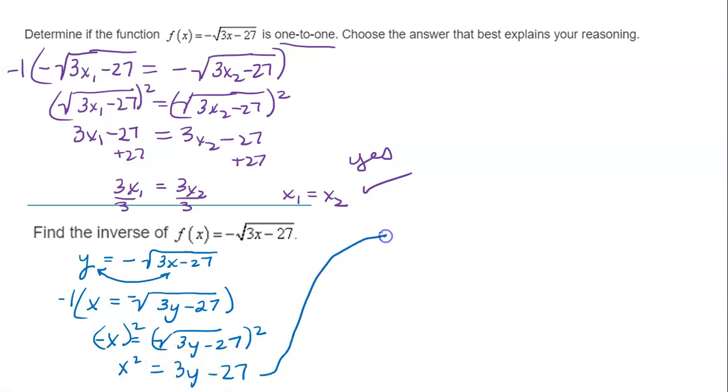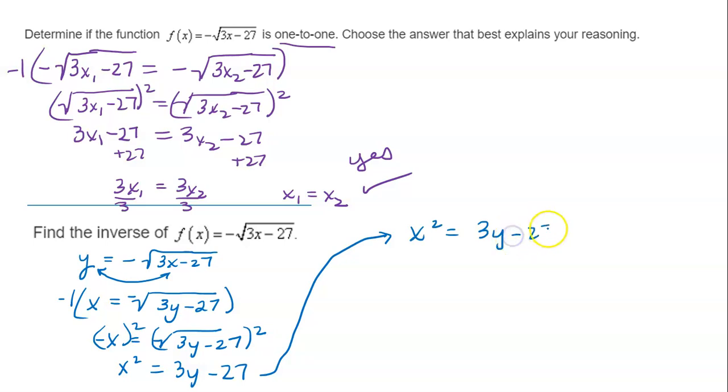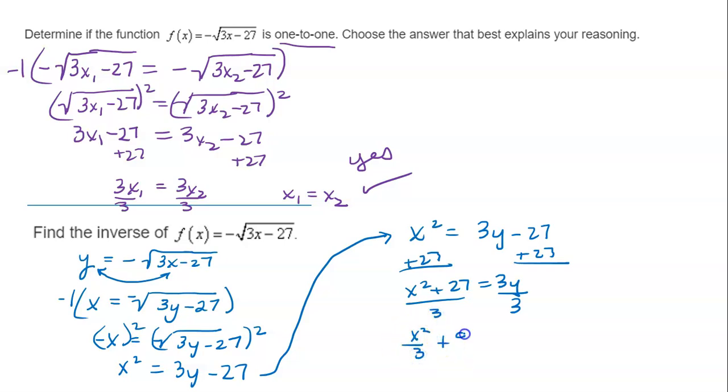Let's take this up here. I keep running out of room. Same thing. Nope, it's minus 27, not plus. So that's 27. X squared plus 27 is equal to 3y. So I get x squared over 3 plus 9 is equal to y.